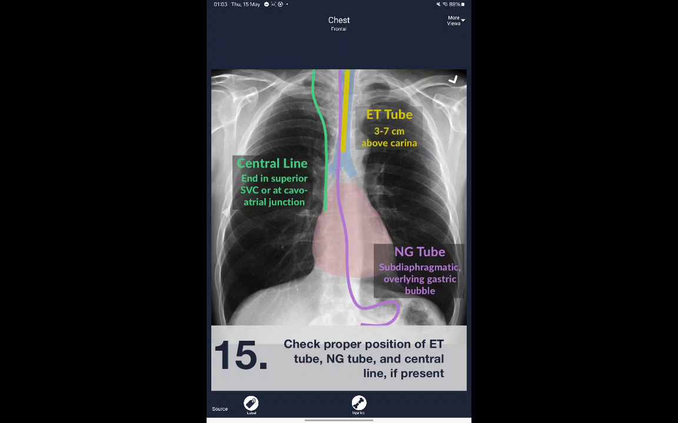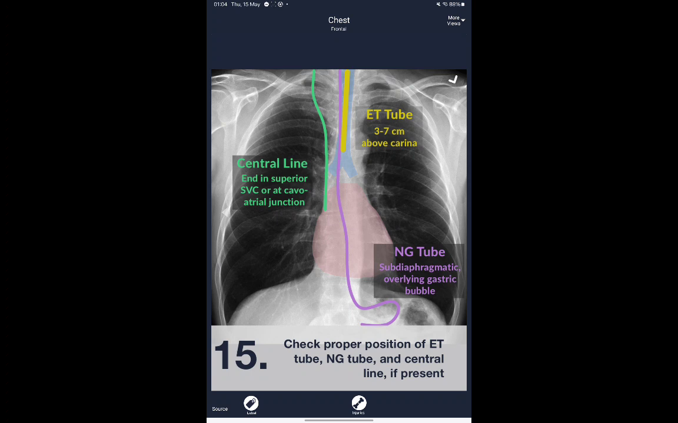Central line, which is here in green color, should be in the superior vena cava, or at the cavo-atrial junction between the superior vena cava and the right atrium. This is the normal position. If it is above or below, then it is misplaced.